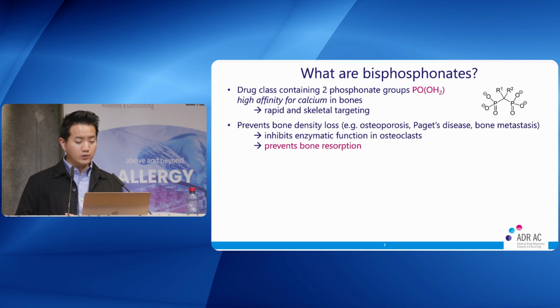So what is the drug used for? It is used to prevent bone density loss, so osteoporosis, Paget's disease, and in certain cases also osteoporosis when it's associated with some metastasis. And the function, I will come into in the mechanism of the drug, on the next slide to explain.